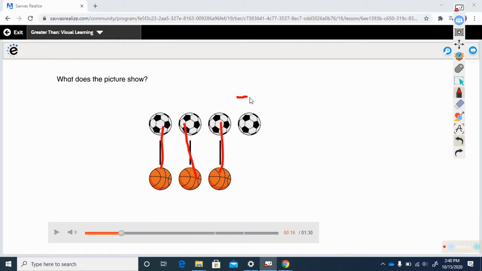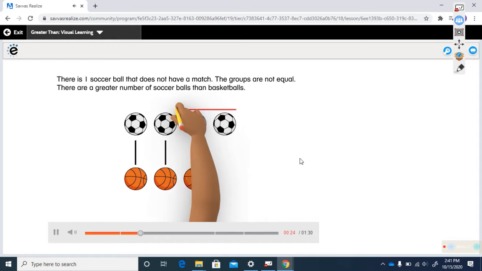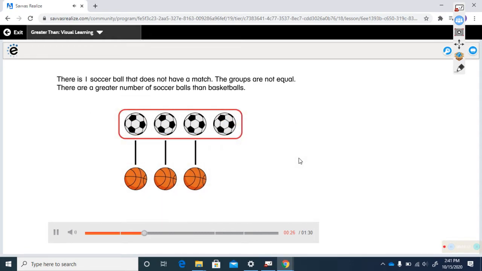What's happening over here? Is there a basketball down here to match it up with? No, there's not. So what do you think the picture is showing? There is one soccer ball that does not have a match. The groups are not equal. There are a greater number of soccer balls than basketballs.